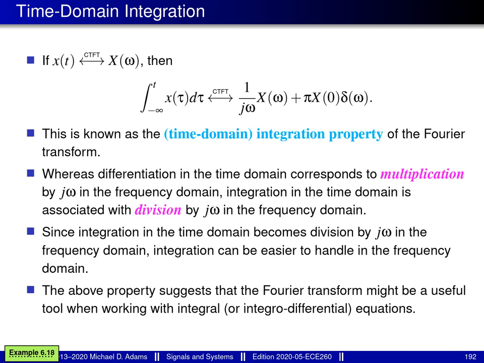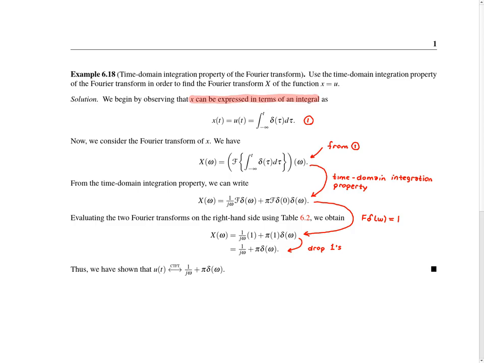At this point, I'd like to consider an example to illustrate how we can make use of the integration property of the Fourier transform, and in particular, I'd like to consider example 6.18. In this example, we're asked to find the Fourier transform big X of the function little x, where little x is the unit step function. And in particular, we're asked to solve this problem using the integration property of the Fourier transform.